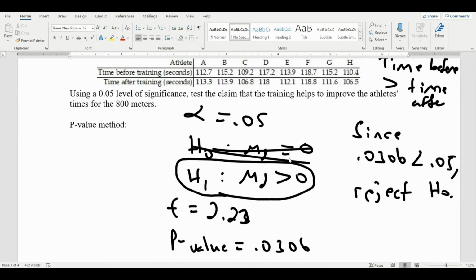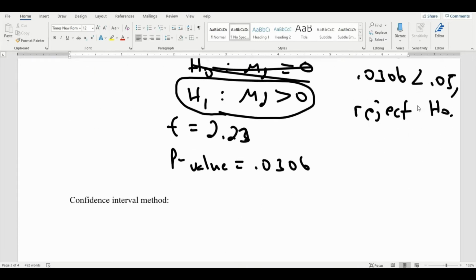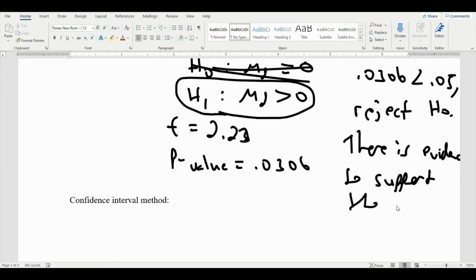And since the time before is greater than the time after, it means they're using less time to finish the race, which means they're running faster, which means they're improving. There's evidence to support the training helps. There's all kinds of ways you can say it. I'm just thinking in real life terms.